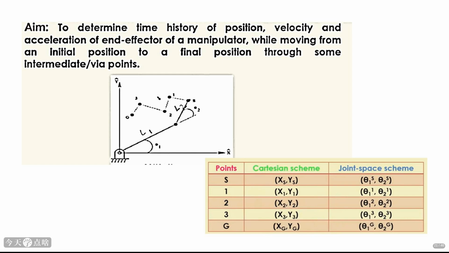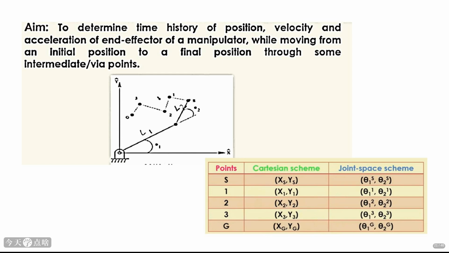Look at the diagram. It shows a path from S to G through points 1, 2, 3. The table compares representing these points in Cartesian space, x, y, versus joint space, theta 1, theta 2. Trajectory planning defines how the robot should move through these points in space, considering smoothness, speed, and constraints.